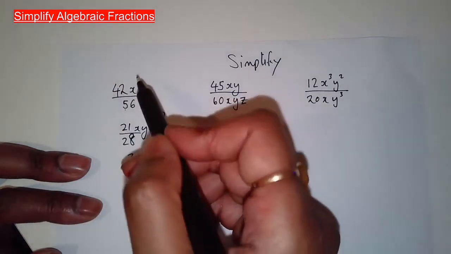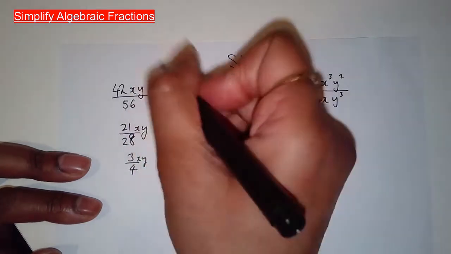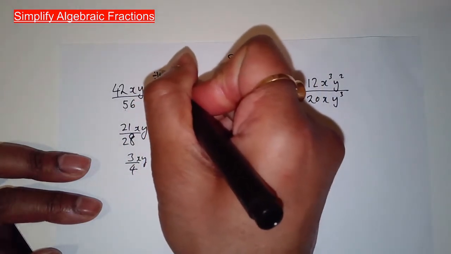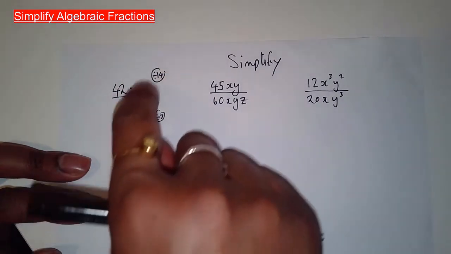Some people would have found that the biggest number that goes into 42 and 56 is 14. So you could have done 42 divided by 14 to give you the 3, and then the 56 divided by 14 to give you the 4.